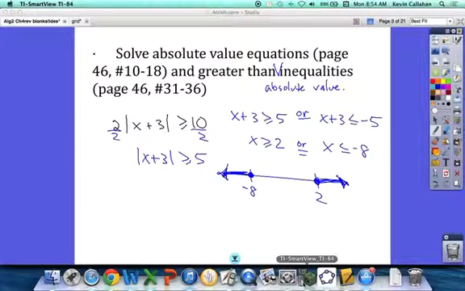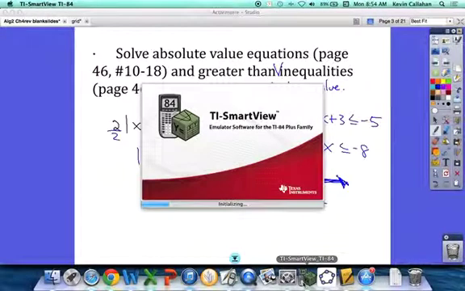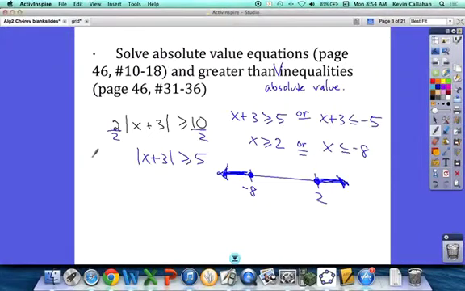Remember on the calculator, on the y equals, you can put it in up there. The only thing you're going to have to remember is where do you find, well, you don't even have to solve it, right? You could put it in just like this. 2 times absolute value of x plus 3. Where's the absolute value?